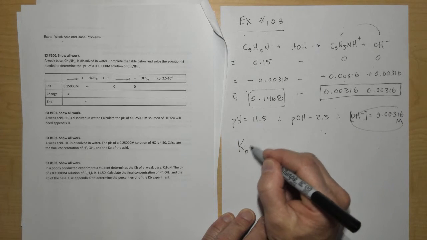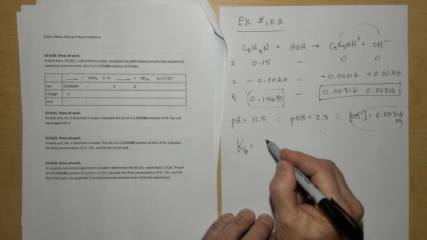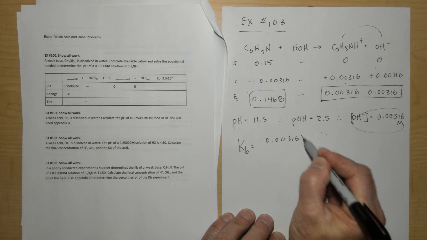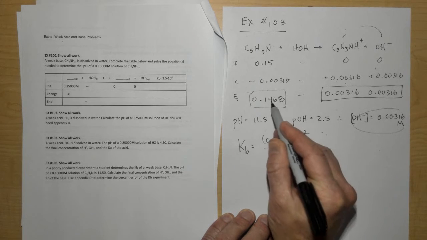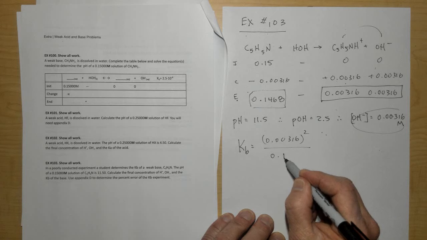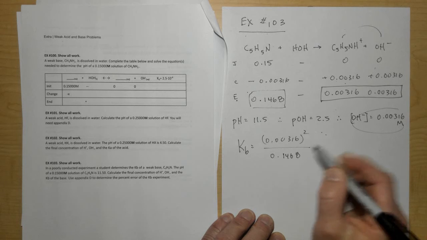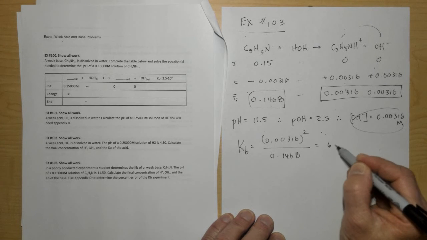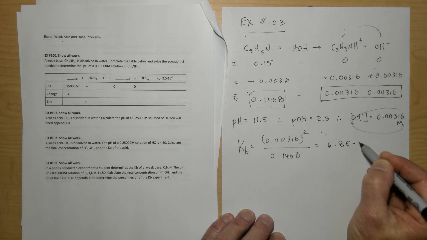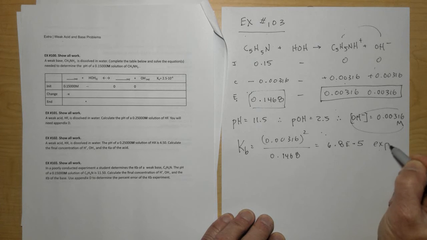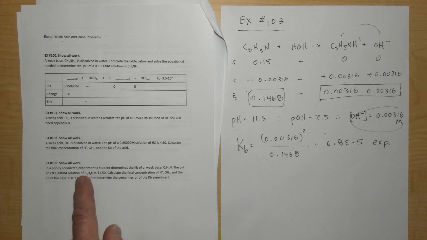To find the Kb then, I would take my products, so 0.00316 squared divided by my reactant, which is 0.1468. Dividing those, I end up with a Kb of 6.8 times 10 to the negative fifth. This is my experimental value, because it says a student conducted an experiment.